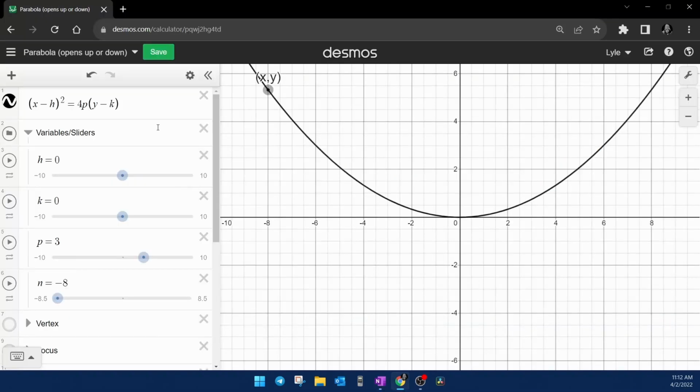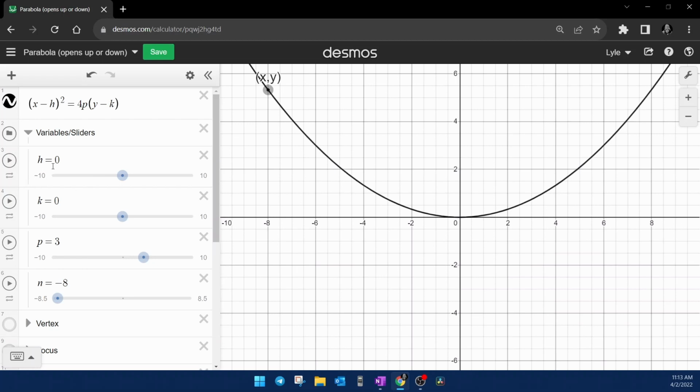All right, so going to DESMOS, we're going to explore the parabolas. First, we're going to start with the ones that open up or down. Here, maybe you can see that I've got the standard form of the equation of the parabola input. And the way that I have it set currently, it is opening up. Notice that the vertex is at the origin. This list of variables here, these are my sliders or the components for h, k, and p. And we will adjust these to show you how the parabola changes.